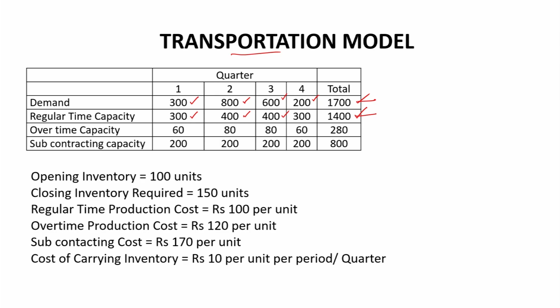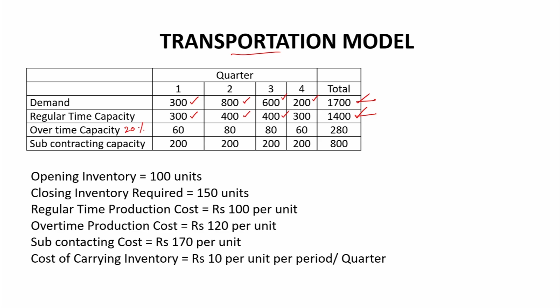For overtime capacity, I can go for 20% of my regular capacity as overtime. So, 20% of 300 is 60 units I can produce through overtime. Here I can produce 80 units, 80 units, 60 units, and a total of 280 units through overtime in this planning horizon. I also have the option of subcontracting. Any demand which I am not able to produce in house, I can get fulfilled through subcontracting. There is a capacity of 200 units in each quarter available through subcontractors, through vendors.